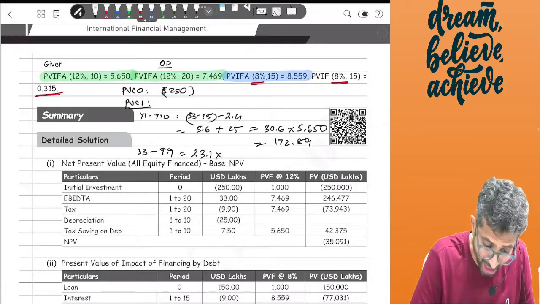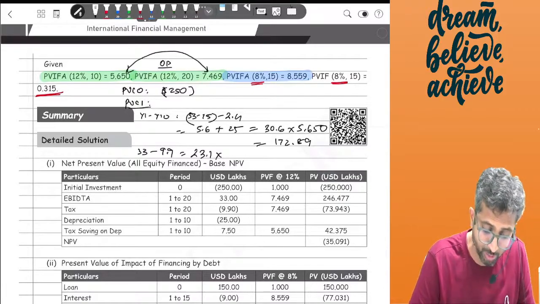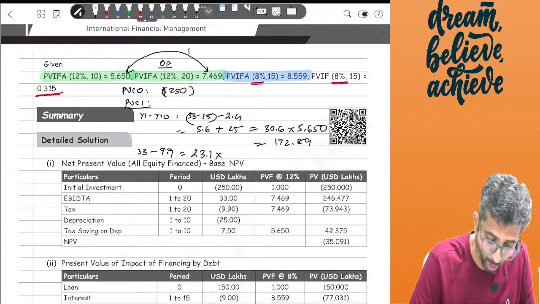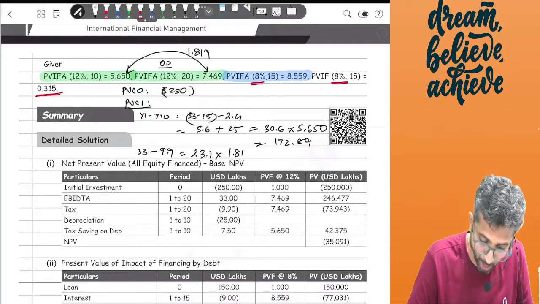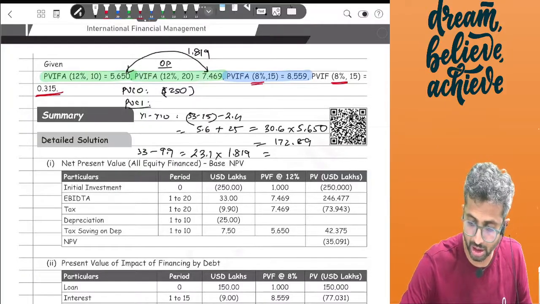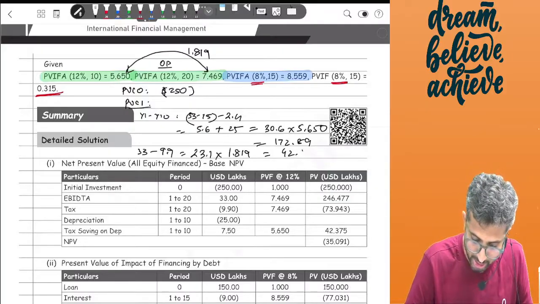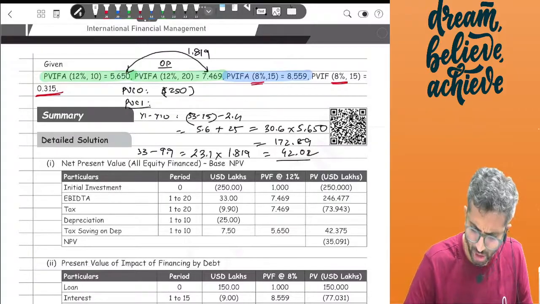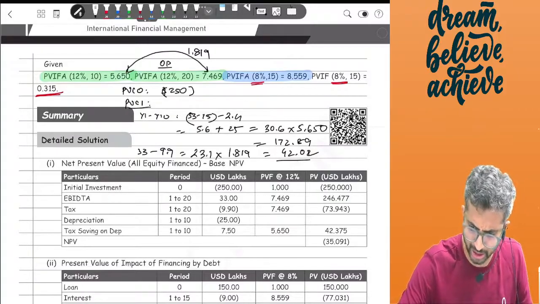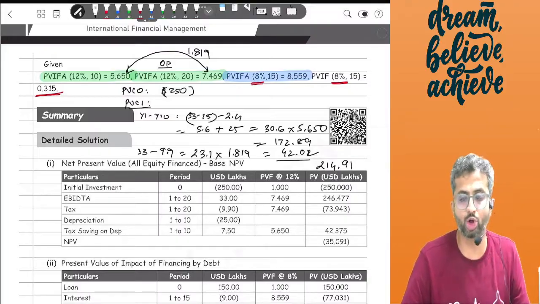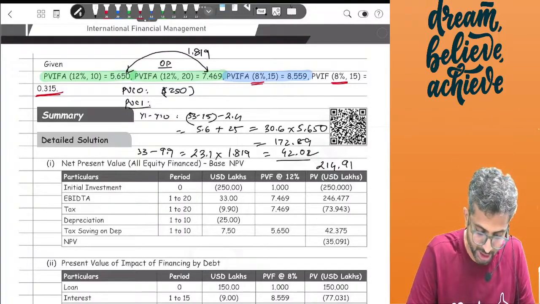23.1 into, if I take the difference between these two numbers, that will give me the annuity factor for the last 10 years: 7.469 minus 5.650, which is 1.819. So 23.1 into 1.819 comes to around 42.02. Then 172.89 plus 42.02 comes to around 214.91, which is your PVCI, but your PVCO is 250 for now.